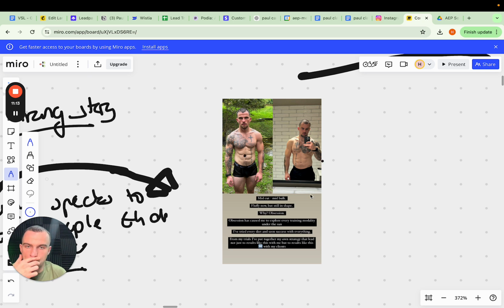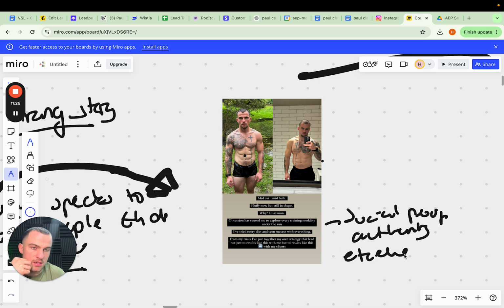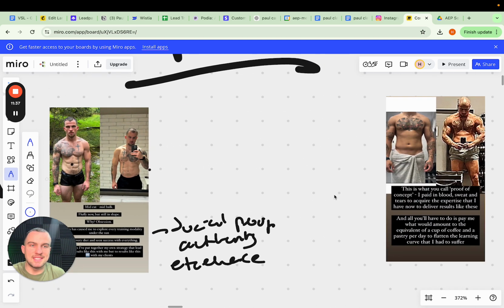Mid-cut, mid-bulk. Fluffy now, but still in shape. Why? Obsession. Obsession has caused me to explore every training modality under the sun. Social proof. Authority. Excellence. This all makes sense in a second. I've tried every diet and seen success with everything. From my trials, I put together my own strategy that led not just to results like this with me, but also to results like this with my clients. What am I doing? Selling the next slide.